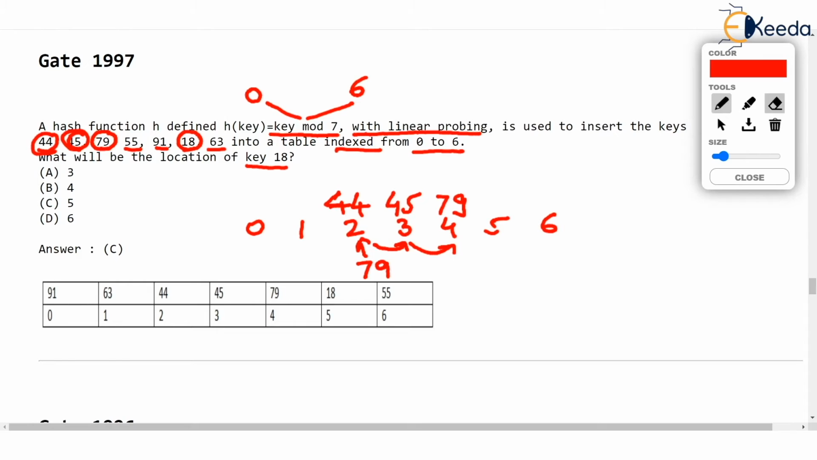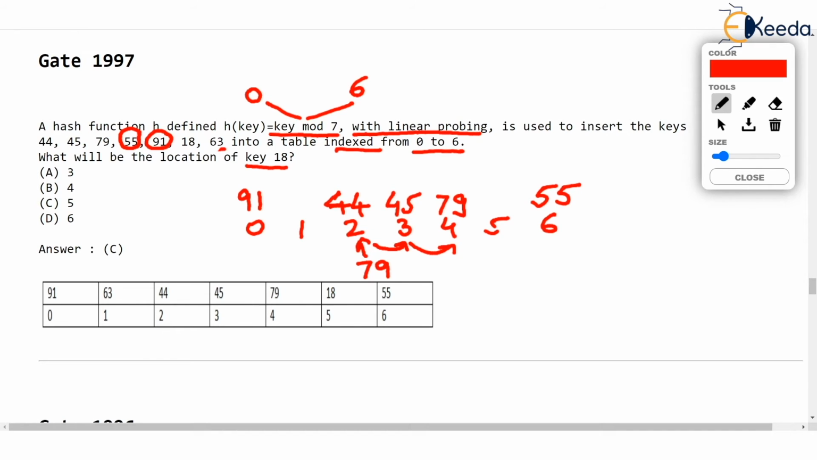Let me clean a few things. So we have mapped the first 3 keys. Ultimately, the question is about 18. Where will 18 go? Let's map 55 now. Where will 55 go? If you divide 55 with 7, then 7 sevens are 49 and the remainder is 6. So 55 has no trouble, it doesn't collide and it goes at the 6th location. Now the next key 91 also doesn't have any trouble, because if you divide 91 with 7, the remainder is perfectly 0. 91 mod 7 is 0. And the 0th location is empty. So there isn't any collision.